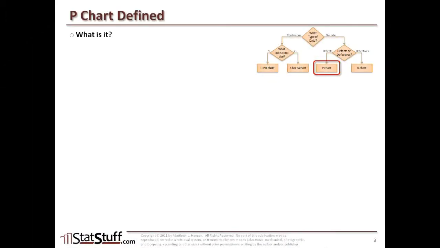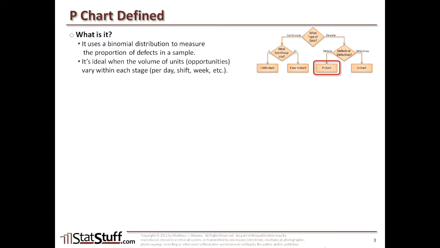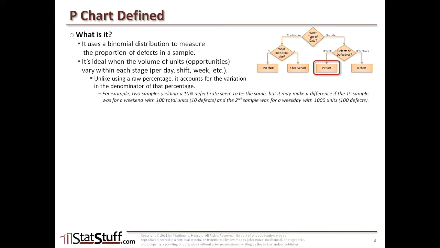Alright, now let's more specifically dive into defining the P chart. Well, the P chart uses a binomial distribution to measure the proportion of defects within a sample. So it's ideal when the volume of units, that is like the opportunities, are varying within each stage, such as varying within each day, or maybe per shift, or maybe per week, or so on. So unlike using a raw percentage value, it accounts for the variation in the denominator of that percentage. For example, you could have 2 different samples, each of those having a 10% defect rate, and they seem to be the same when they have the same defect rate.